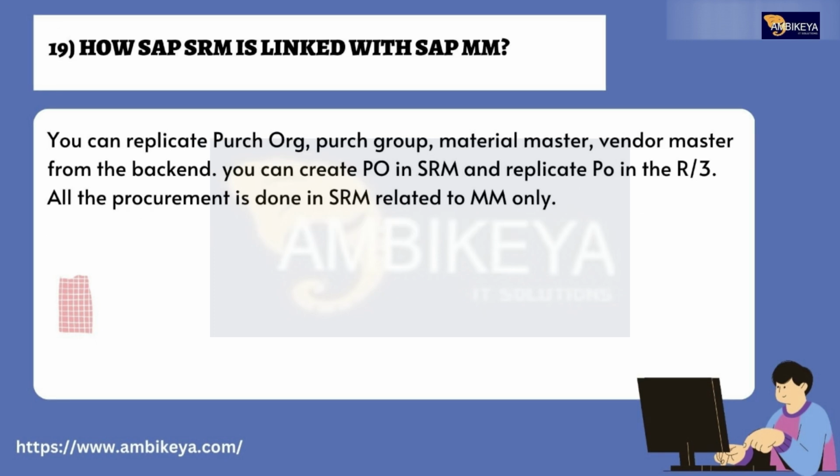Question number 19. How is SAP SRM linked with SAP MM? You can replicate purchasing organization, purchasing group, material master, and vendor master from the backend. You can create a PO in SRM and replicate the PO in R/3. All the procurement done in SRM is related to MM only.